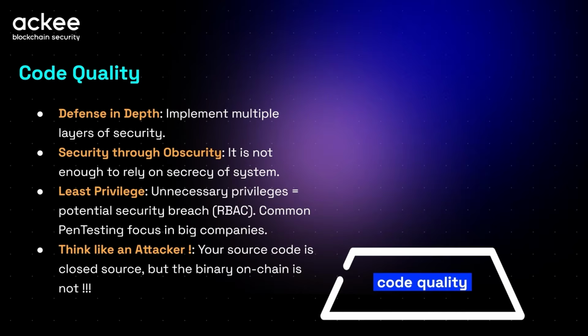And this is again, from my side, a cliche, but always think like an attacker. I know you are probably biased towards believing you wrote the smart contract securely, but keep in mind that maybe your smart contract is not as secure as you think, and try to think like an attacker. Your source code is closed source, but the binary on-chain is not. I was talking about this in security through obscurity: you think you are protected through obscurity, but the attackers actually have access to the binary.